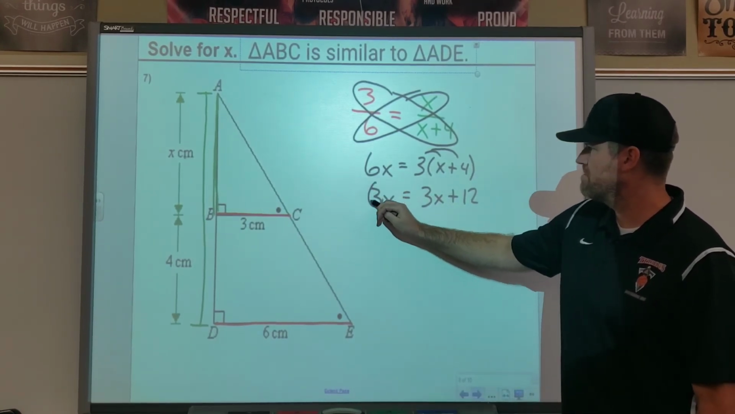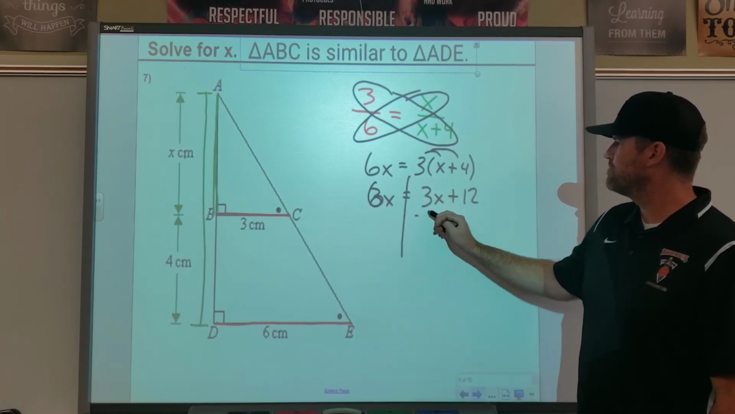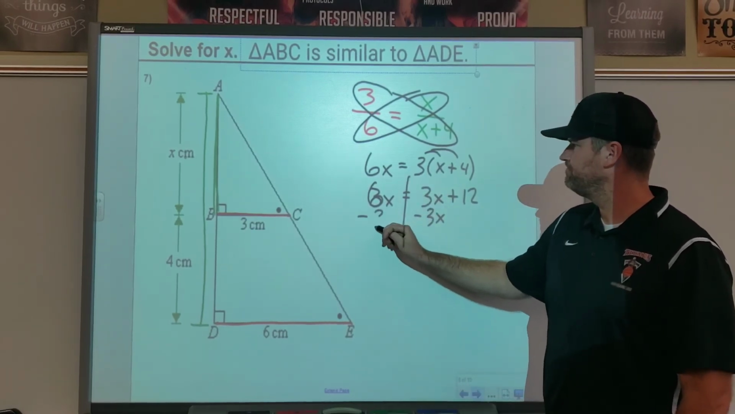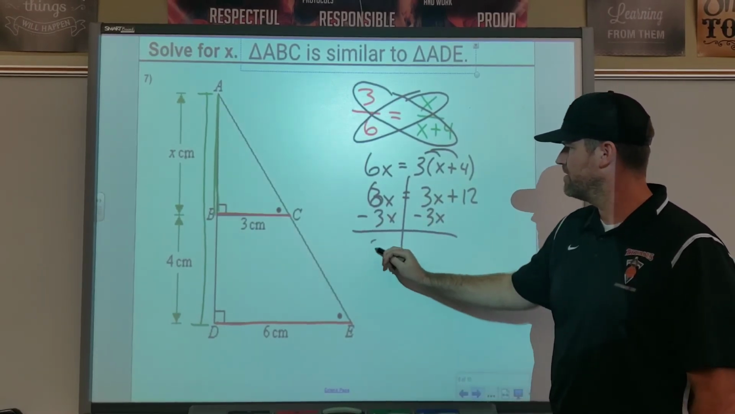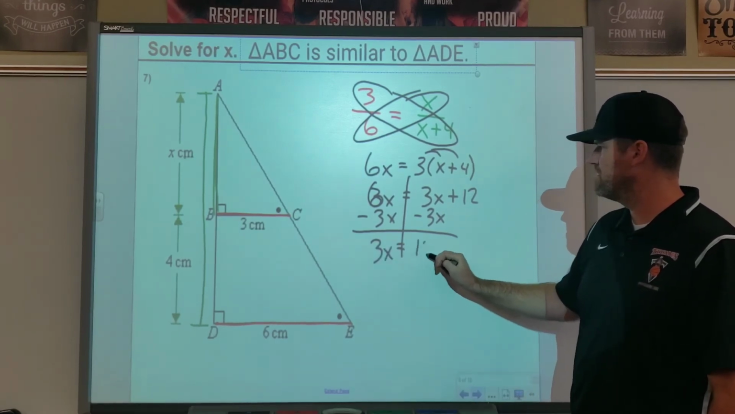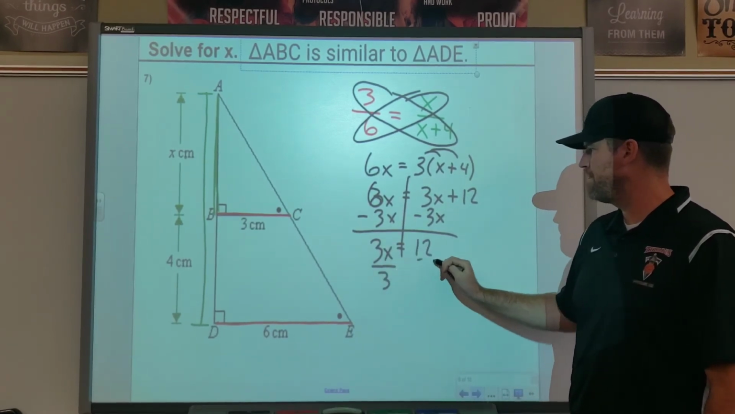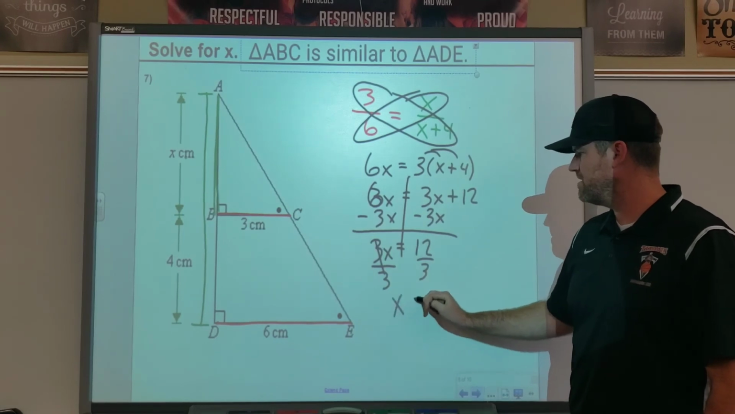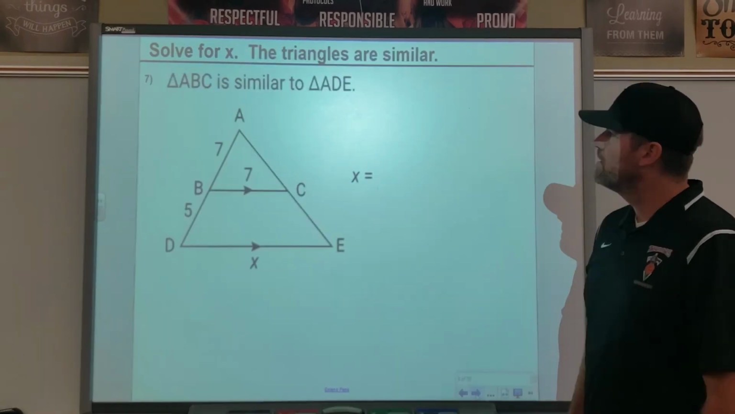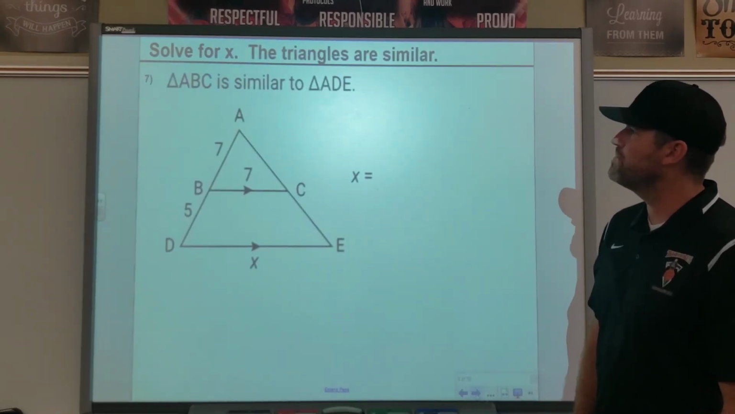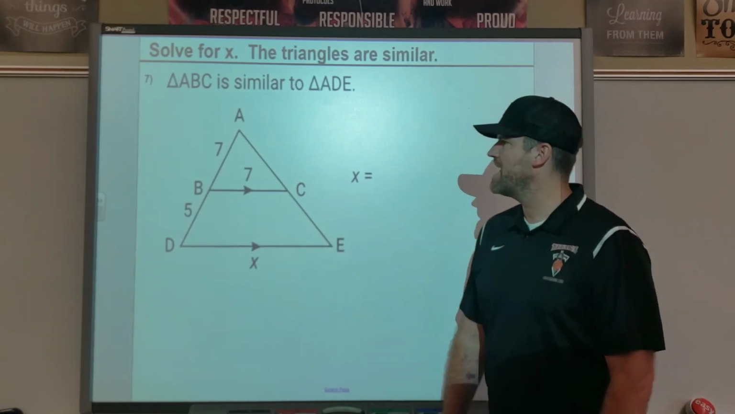Oop, that's 6x. Thank you, Mr. Dresser. Subtract 3x on both sides, and I get 3x equals 12. X equals 4.